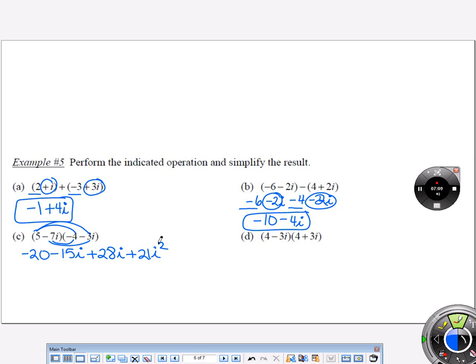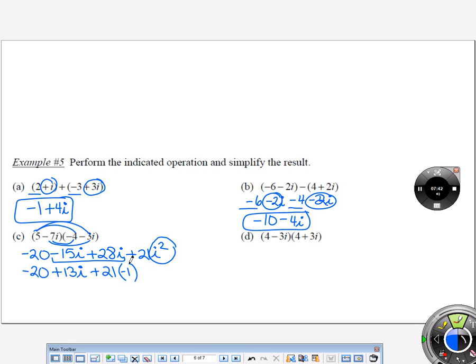Okay? So we have like terms here, and then we have some imaginary parts that can be changed into real numbers. Because remember, we do not keep different powers of i. It's either i, and if it's a power of i, it simplifies to be something to do with 1 or with i. So we have -20. These two terms combined together, so -15i plus 28i would be positive 13i. We have plus 21, and that 21 is being multiplied by i squared.